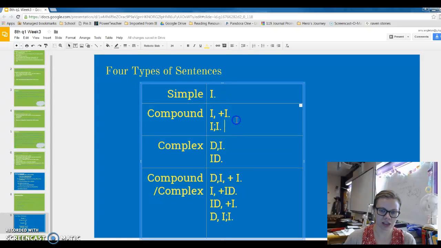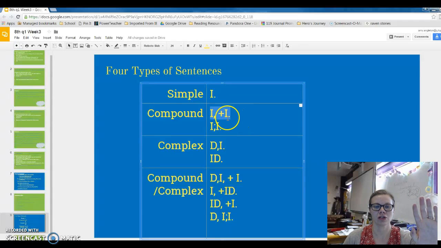A compound sentence is when you have 2 independent clauses together. And you have a couple ways to do that. Notice that there is a plus sign here. That means a conjunction. You can use any of the FANBOYS conjunctions to combine your 2 I's together. There is a comma here. These symbols actually are the punctuation that you use when doing a compound sentence. So you have an independent clause, comma, a conjunction, another independent clause, then a period.